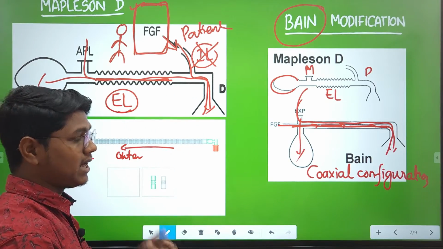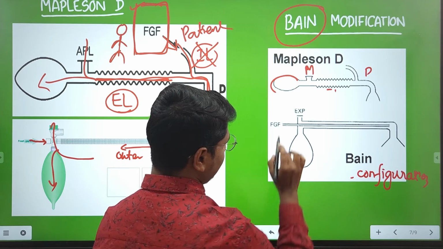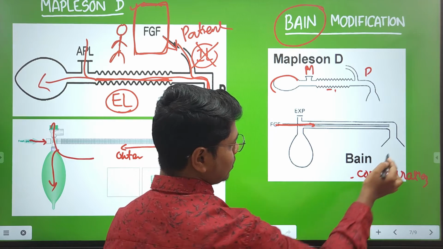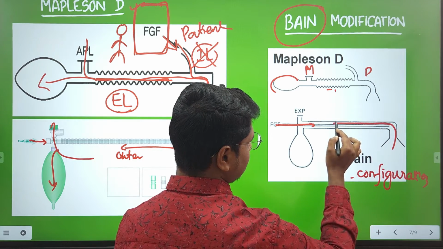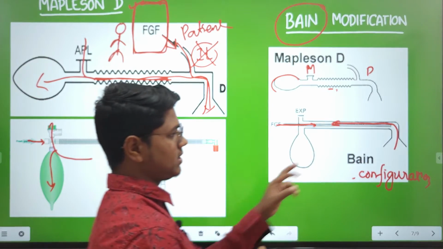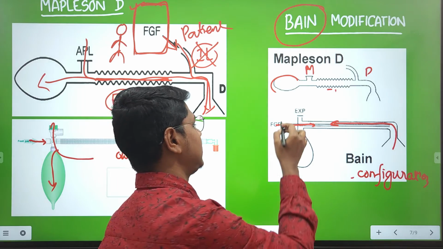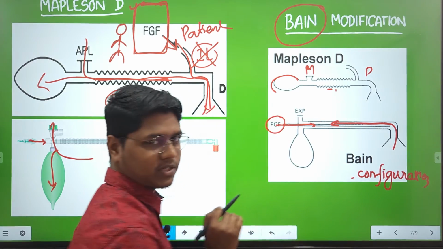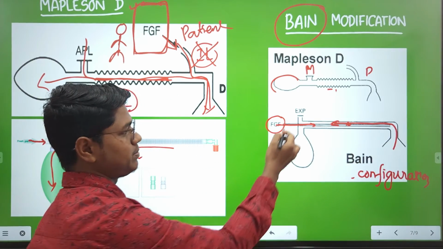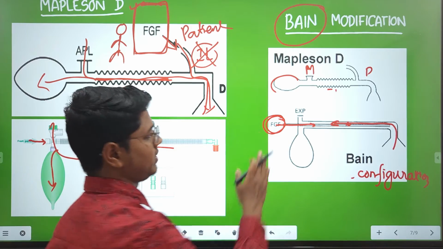Another advantage of this one is that you are providing the fresh gas flow to the inner tube, while the exhalation gas is coming through the outer tube. Usually the exhalation gas is at normal body temperature. So if this fresh gas flow has a low temperature, there will be temperature exchange and it can warm up the fresh gas flow. This is the advantage of Bain's modification.